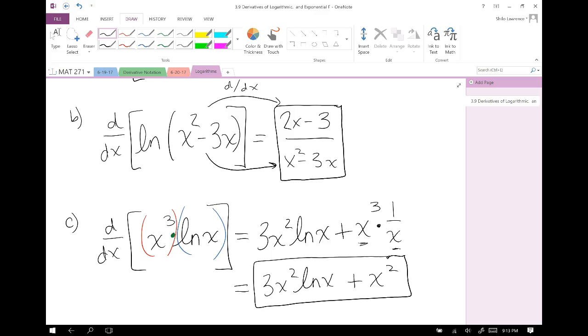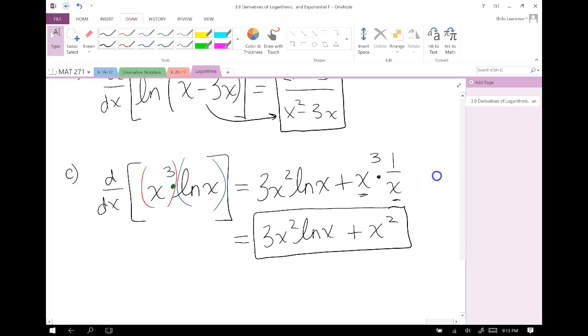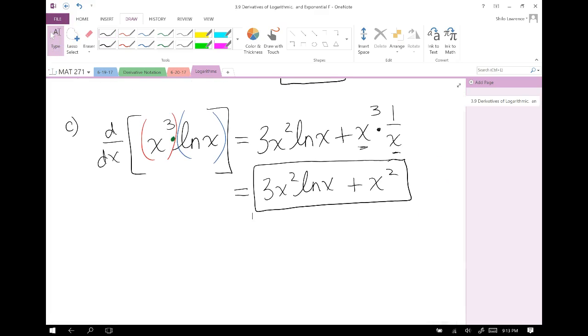And we're going to look at one more here, and then we're going to go on and talk about what to do when we see some logs and exponentials that have different bases. Because so far, we've only dealt with the exponential with the base of e, and natural log is log base e. So far everything has had base e, but really we can do exponentials and logarithms with any base.